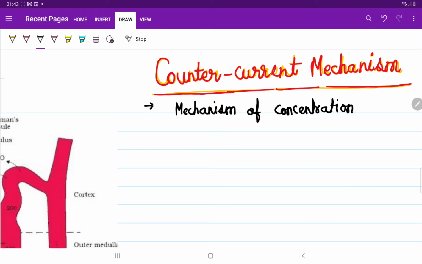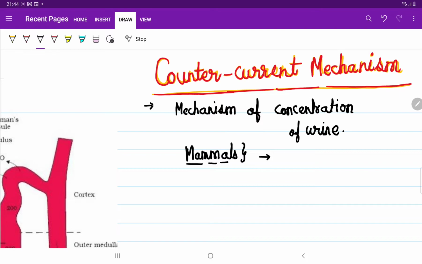Please try to understand. It is the mammal who has the ability to concentrate the urine. Not fishes, not amphibians, not reptiles, not anyone. It is only the mammal who can concentrate the urine. How and why can we concentrate the urine? Because we have the loop of Henle.